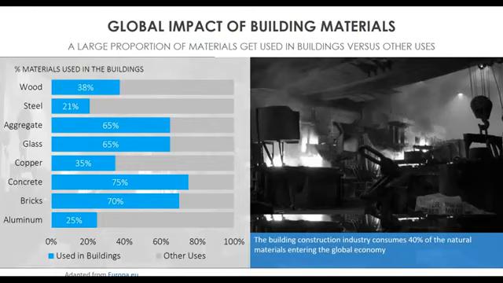Looking at the impact of building materials, this graph shows that the main materials used in buildings are in blue versus other uses in gray. You can see here that 75% of all concrete is used in buildings, and 40% of the natural materials in the world are used in the construction of buildings. So it's a huge amount of resources placed on buildings.